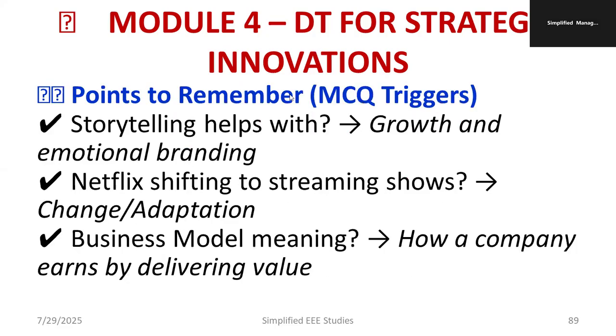Points to remember in module number 4. Storytelling helps with growth and emotional branding, of course. Netflix shifted to streaming. Earlier it was a DVD company, and they moved to streaming. Change or adaptation, that is another example. Among the options, you need to find the best option. That is a suggestion from my side. Business model means how a company earns by delivering value. That is called a business model.